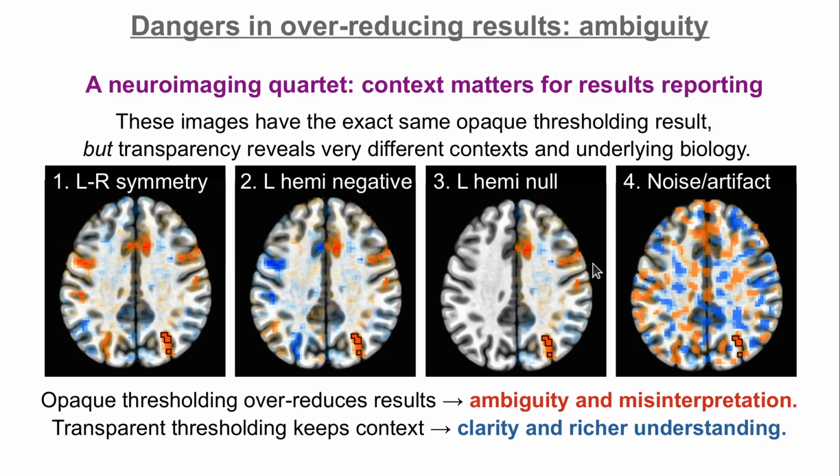And if we only present the opaquely thresholded cluster result, we have no idea which one of these four very different actual biological underlying data sets is present. So that's why we'd say that opaque thresholding over-reduces results and leads to a lot of ambiguity. We don't actually know what's happening in the data at a deeper level, and we're very likely to misinterpret it. Transparent thresholding instead keeps the context and allows us to have a much clearer and richer understanding.